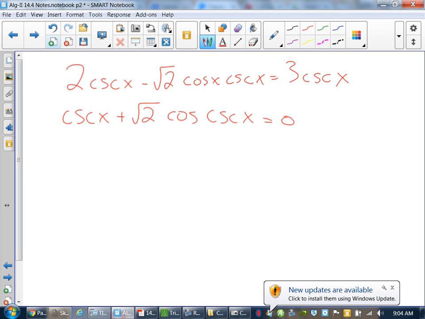Factor the cosecant. Remember when I said you guys are going to have to factor with trig? I wasn't lying, was I? I don't lie to you guys, believe it or not. Like, I remember the whole imaginary trig? No. You'll have that next year. That's all it is.